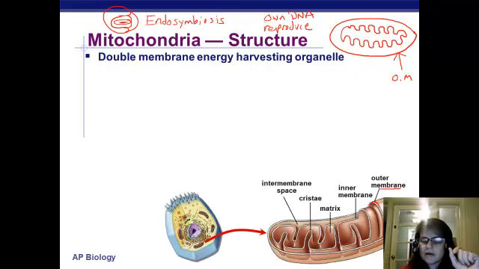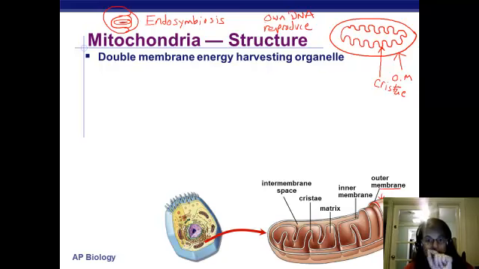This part here is the outer membrane. And this, of course, then is the inner membrane, but it's given a fancy term called cristae, or cristae. I've heard it both ways. You can tell that that inner membrane is highly folded. The reason we fold anything in biology is to increase surface area, and that is precisely why this inner membrane is folded.